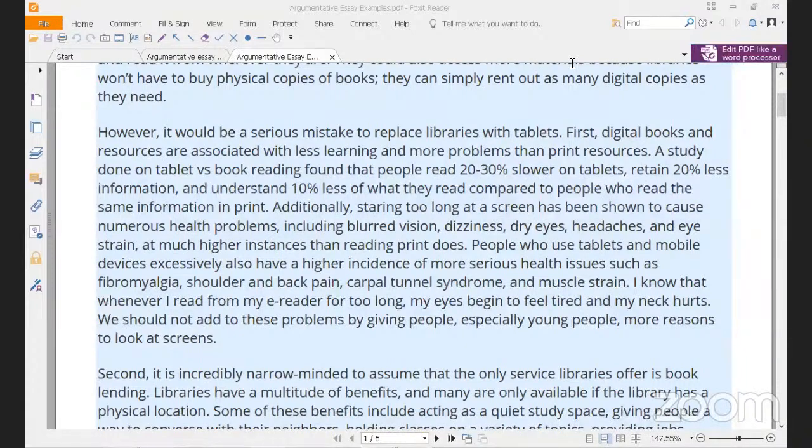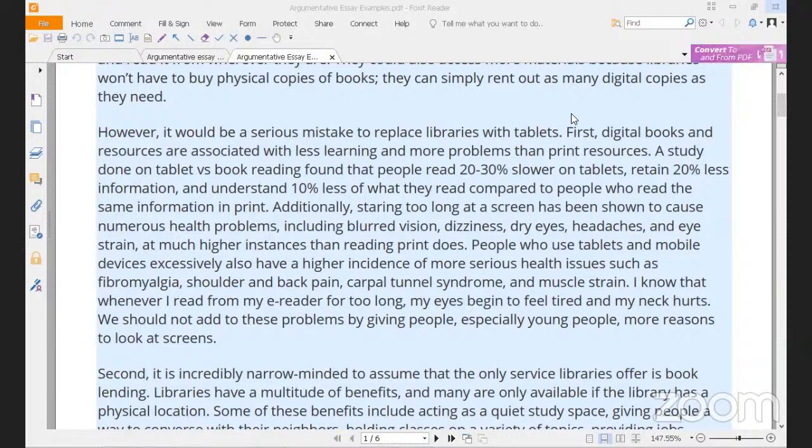I know that whenever I read from my reader for too long, my eyes begin to feel tired and my neck hurts. We should not add to this problem by giving people, especially young people, more reason to look at screens. Okay, thank you, Joe. So, in summary, Joe, what are we trying to convey in this paragraph? Mm, okay.